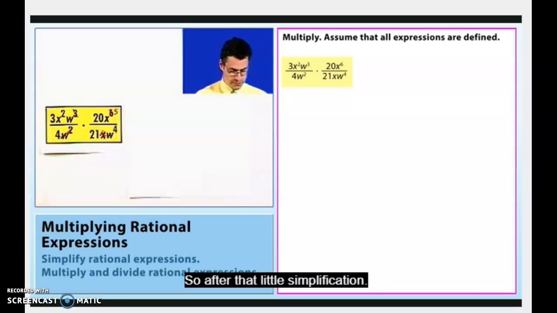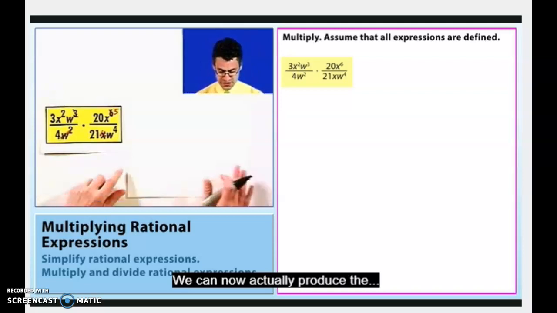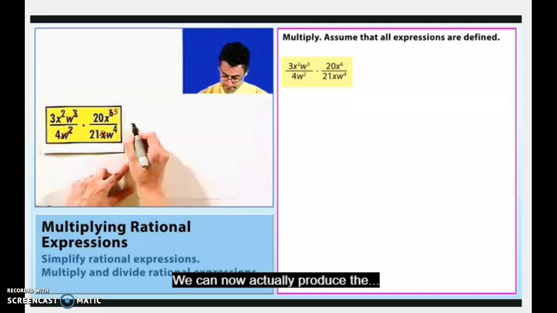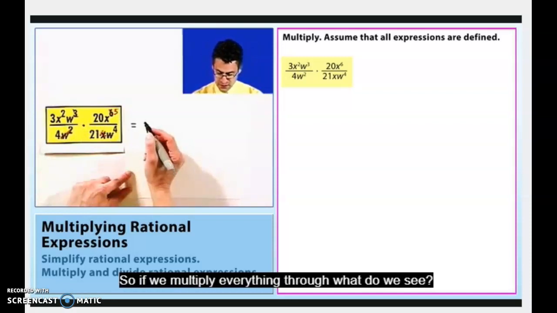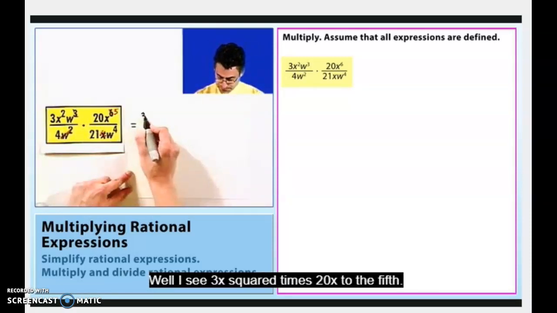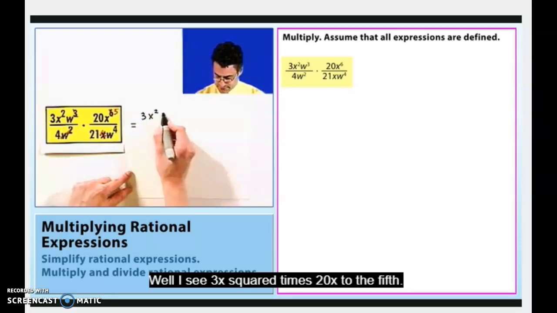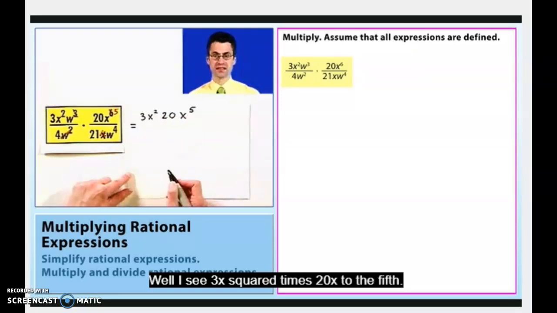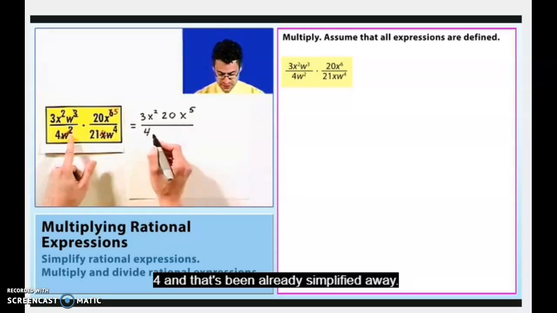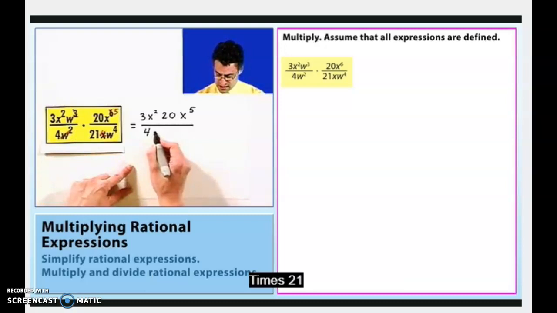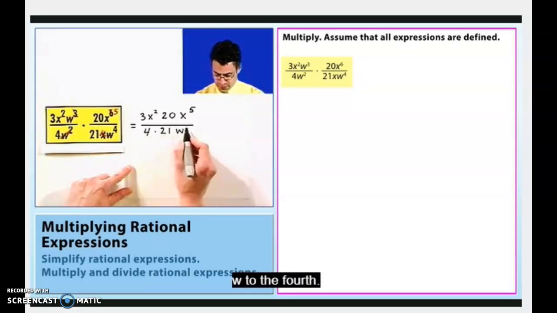So, after that little simplification, we can now produce the product of multiplying everything through. So if we multiply everything through, what do we see? Well, I see 3x squared times 20x to the 5th. That's in the numerator. And in the denominator, I see 4, and that's been already simplified away, times 21w to the 4th.